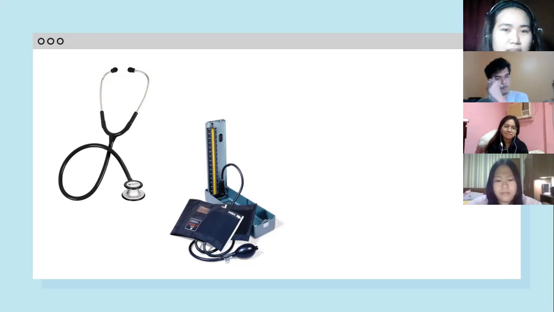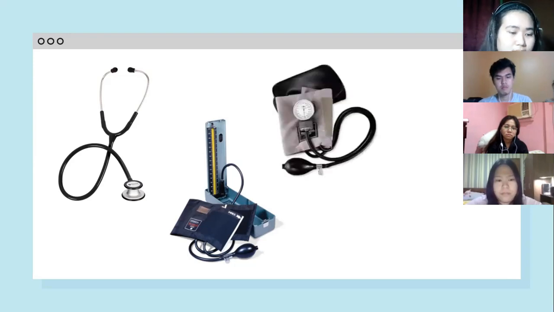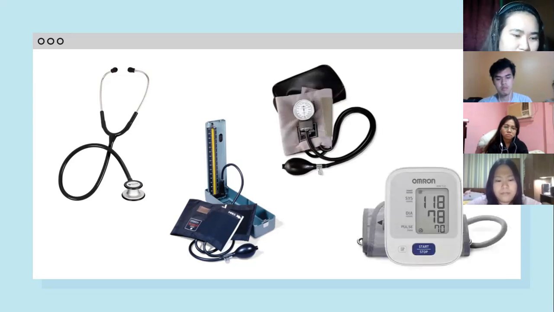Then, here you can see the mercury gauge manometer. This is the aneroid manometer. You need to use these for your return demonstration. And of course, I'll just show you the digital one, which you may see your parents using, but we will not use it in our practice because you really need to learn the manual.